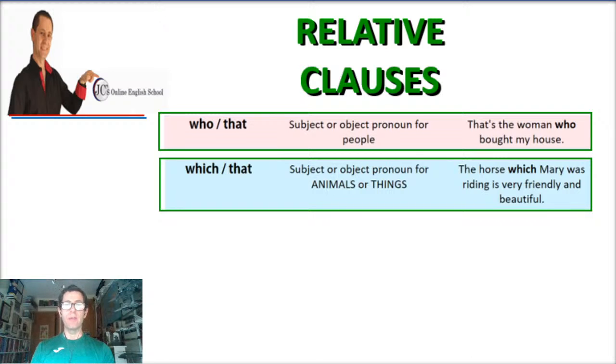So you use which or that. We use who only for people. So, the horse which Mary was riding is very friendly and beautiful. Okay, the horse which or that, you can also use that, Mary was riding is very friendly and beautiful. So remember, which or that for animals or things, and who or that for people.